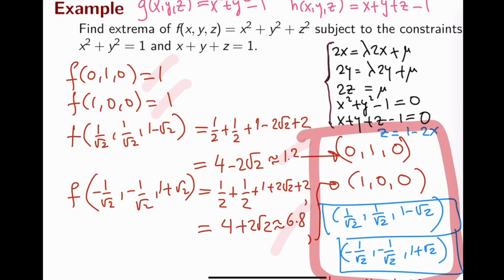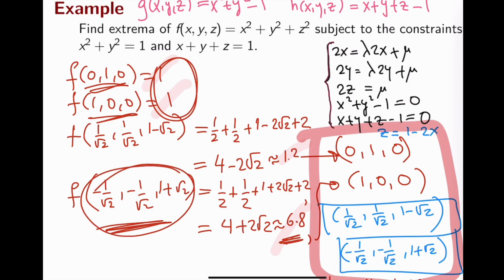So we get that the maximum value is then this one and happens at this point. And the minimal value is going to be 1 and happens at these 2 points. So we got then the maximum value of this function is 6.8 and happened at this point. And the minimal value of this function is 1 and happens at 2 points, 0, 1, 0 and 1, 0, 0.